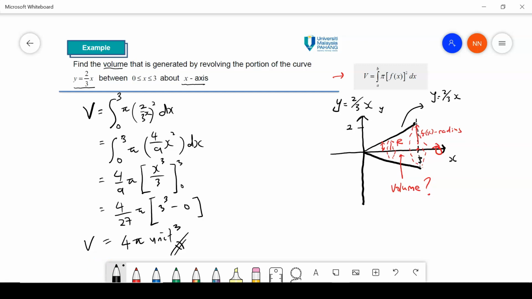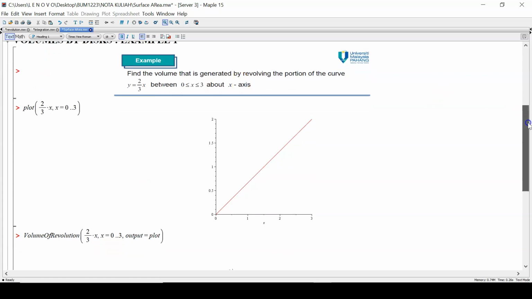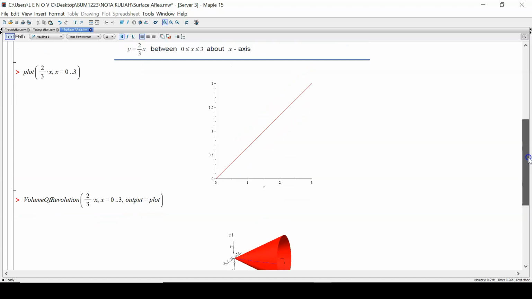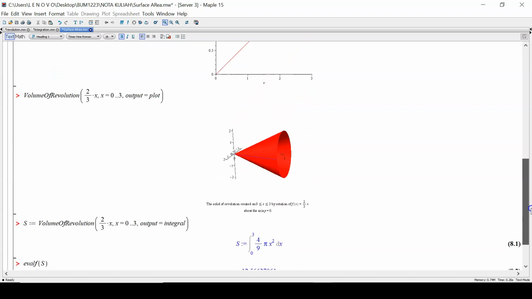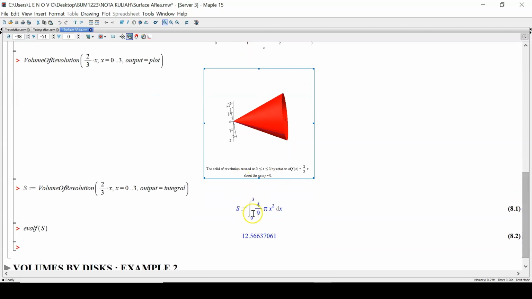Okay, so if I can share with you Maple, again, I love to share by using Maple. Maple can also calculate the volume of revolution. So this is our curve, 2 over 3 x. Then rotate about the x-axis from 0 to 3. Then we will have this solid here. Then we can calculate the volume of this solid by using the formula. Alright, same value.